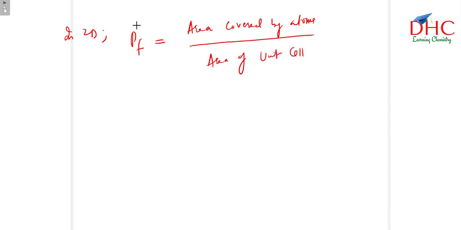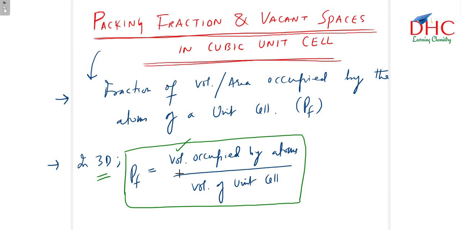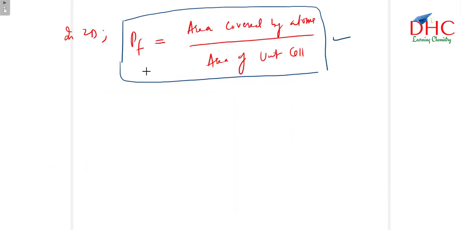So in case of 2 dimensions, we have the area, but in case of 3 dimensions, we take the volume into account. So volume occupied by atoms divided by volume of unit cell gives me the packing fraction for 3D. But in case of 2 dimensions, packing fraction is area covered by atoms divided by area of unit cell. That will give me the packing fraction in 2 dimensions. Now, how can we calculate it? Let's talk about first of all 3 dimensions.